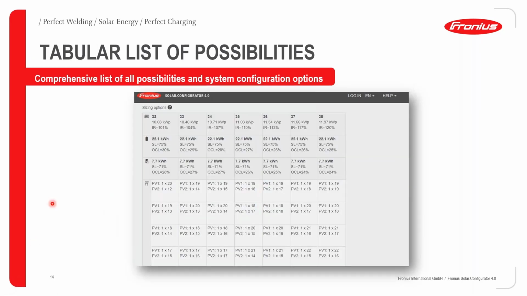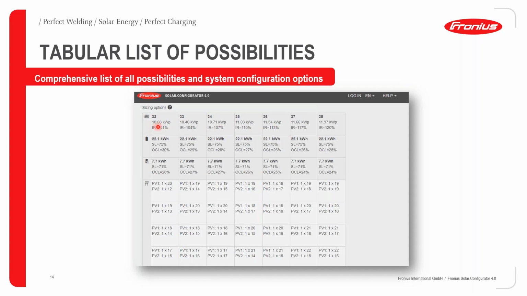Okay, as I said, it provides you with a comprehensive list of all possibilities and system configuration options. So in this case over here, these are all the results that the program has suggested to me. As you can see, we've got on the screen at least about 28 suggestions at least, okay? And out of these 28 suggestions, we can go and just pick one, okay, to work with.